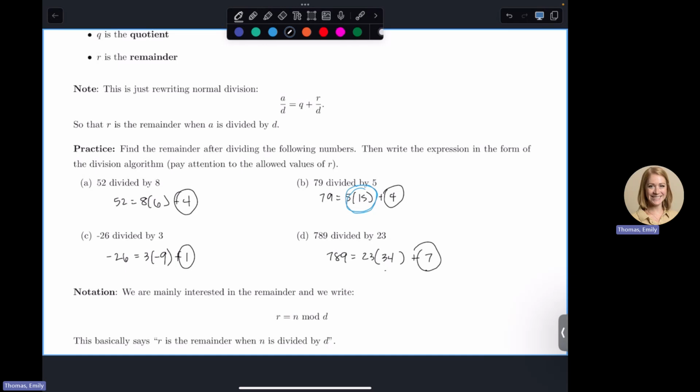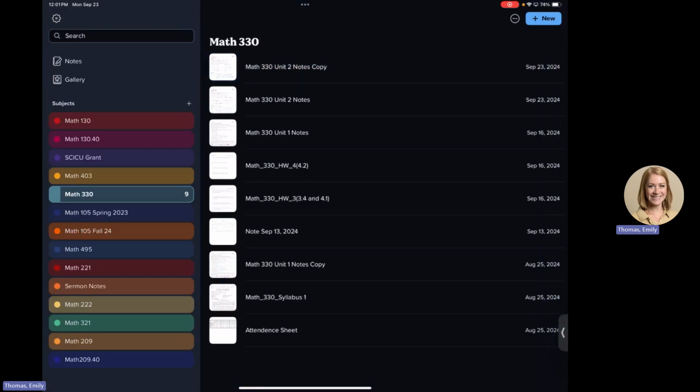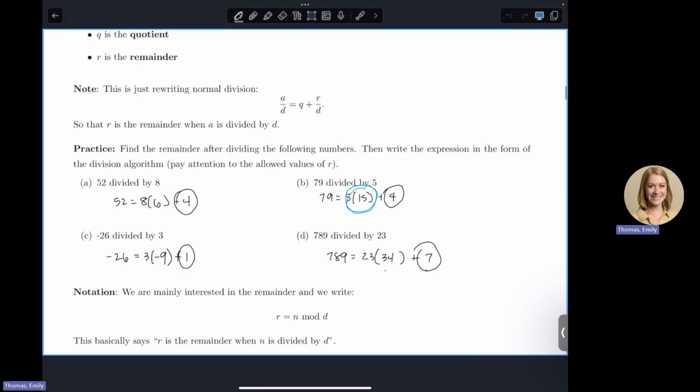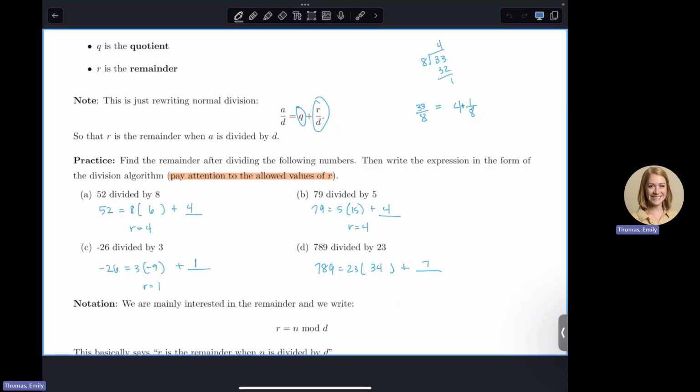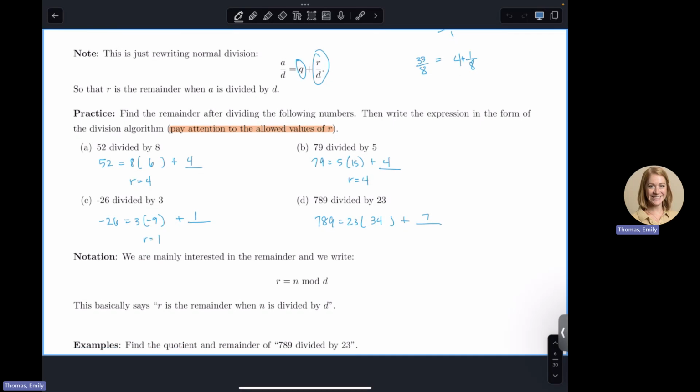Way to go, Corey. You don't even have a calculator. Well, I know, but you were still doing it without your calculator. Doing it on paper or in your head? Okay, well, I'm less impressed now, but still impressed. Okay, so the remainder there is 7.